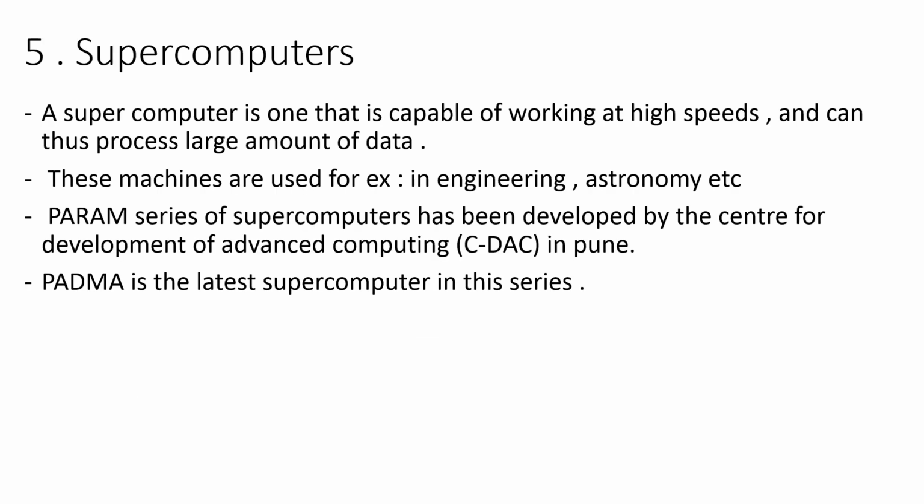Now the fifth type that we are going to study is the supercomputer. A supercomputer is one that is capable of working at high speeds and can thus process a large amount of data. Means within a second, it can process trillions of instructions. These machines can process trillions of instructions per second. Just imagine how fast it can be. These machines are used to process scientific data.